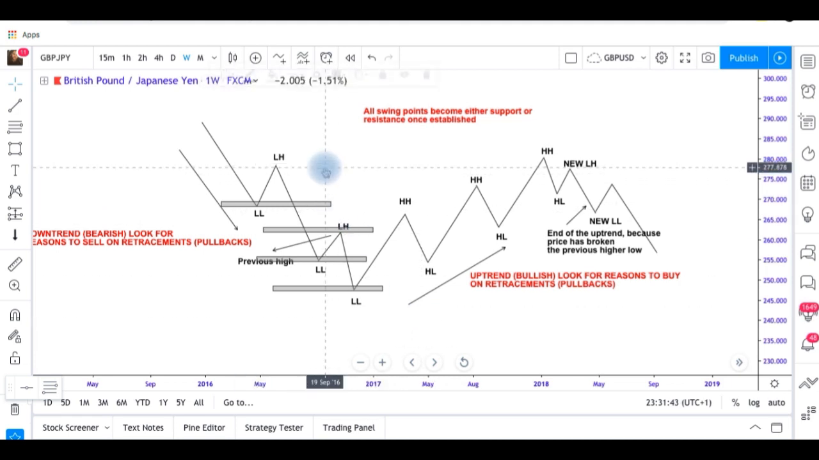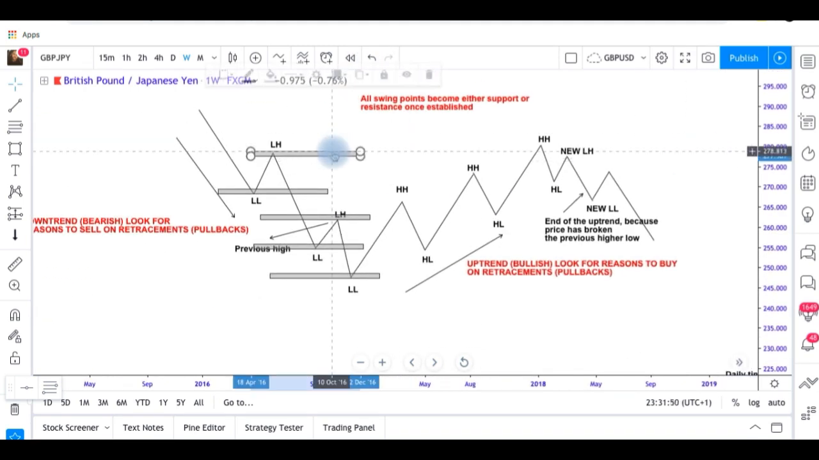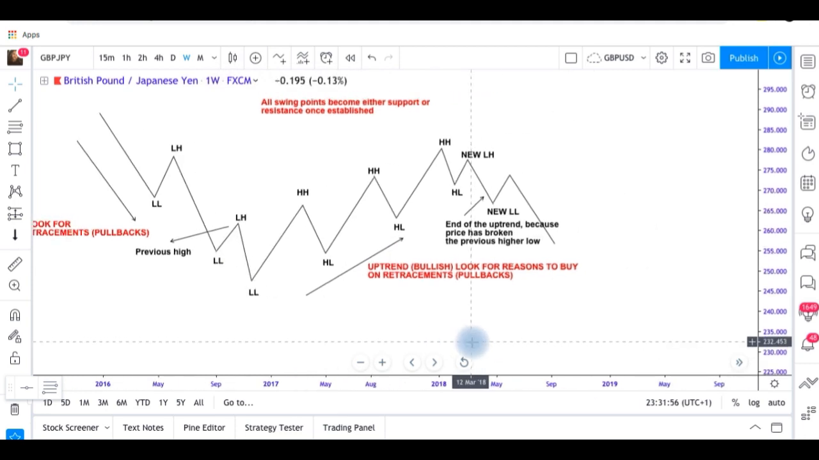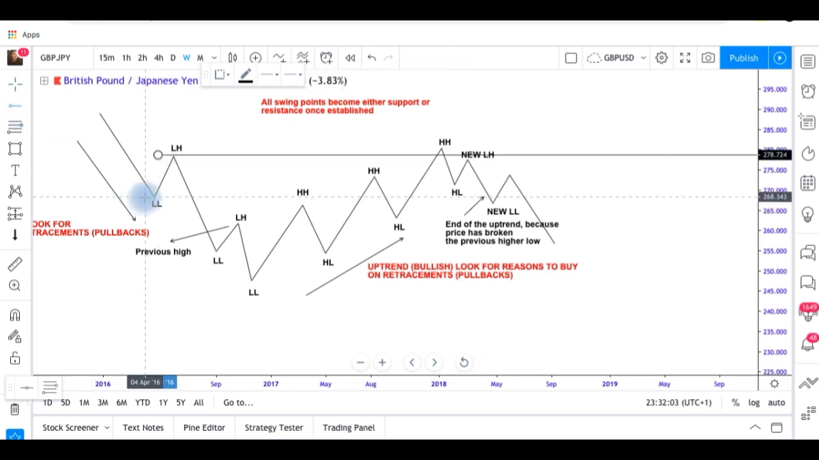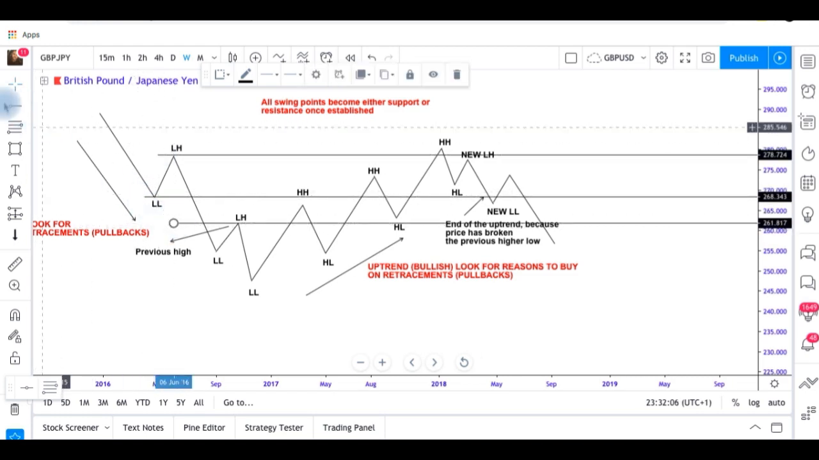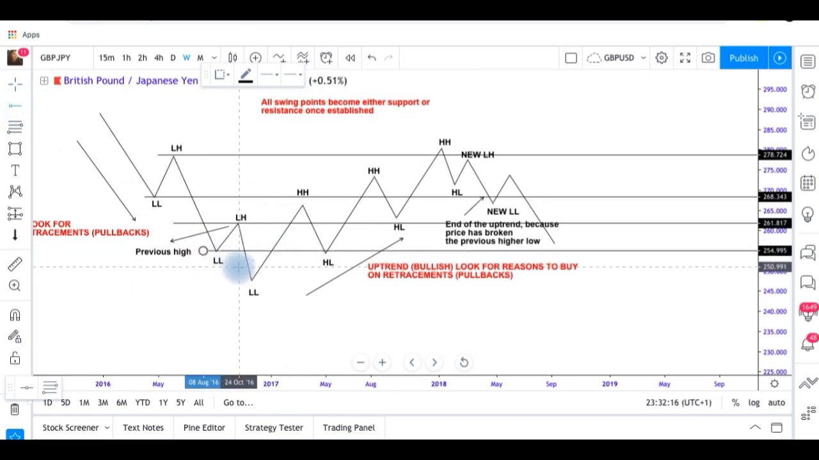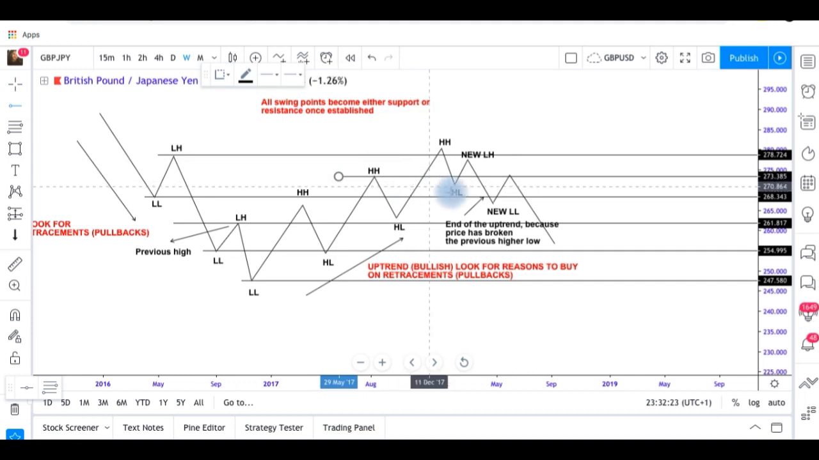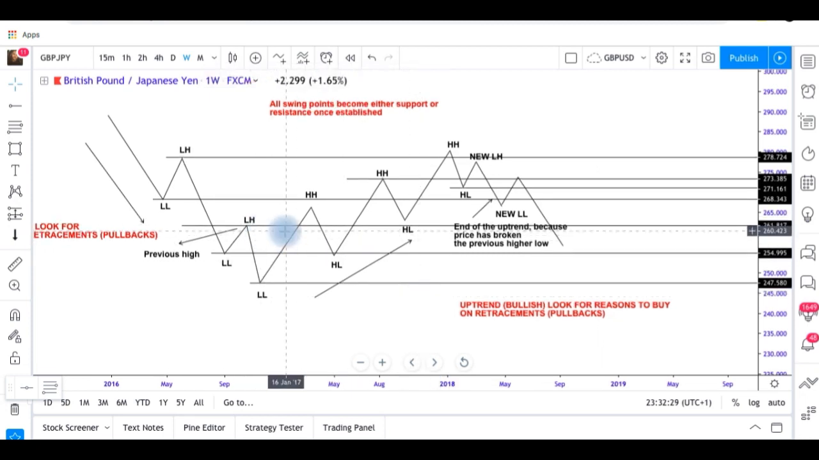But basically what we can do is we can remove all these, and we can begin marking support and resistance on our charts like this. Okay, now these become support and resistance.